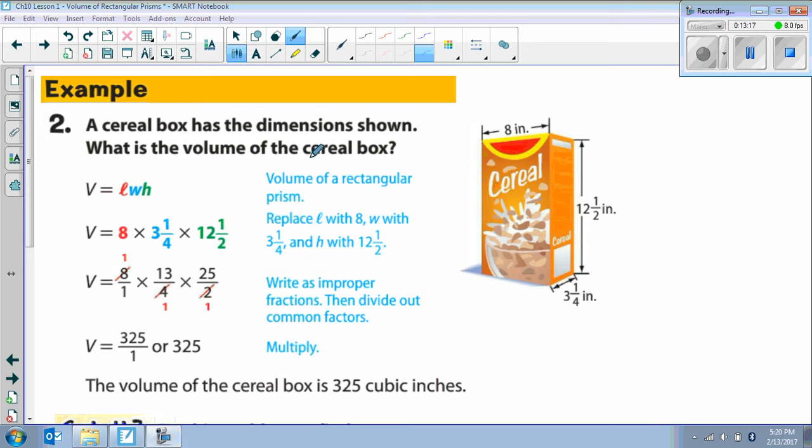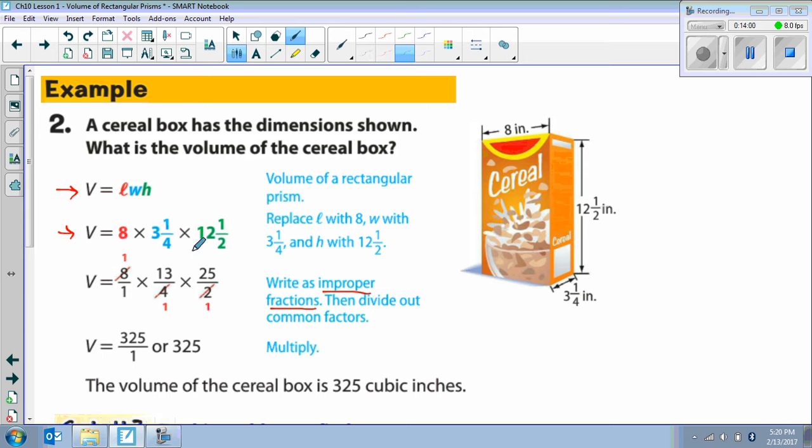So, starting with our formula, this is a rectangular prism, so its volume is equal to length times width times height. So once you've got your formula, now you're going to write your substitutions. So the length is 8 inches, the width is 3 1/4, and the height is 12 1/2. And now, before you multiply, you have to change them to improper fractions. Okay, so now we're going to change those to improper fractions. Now, if you forgot how to change them to improper fractions, shame on you, you need to review.